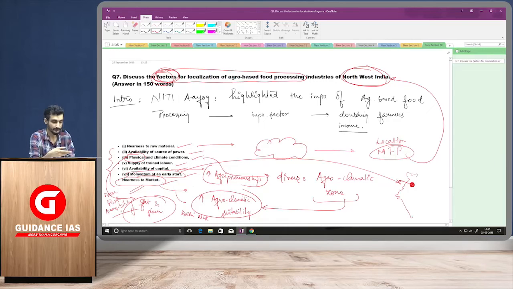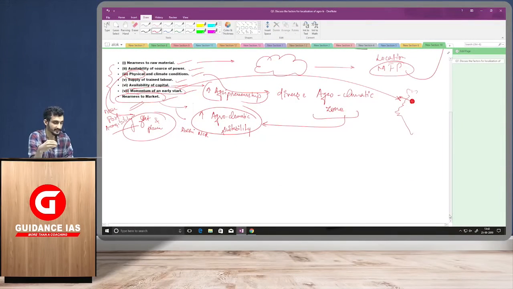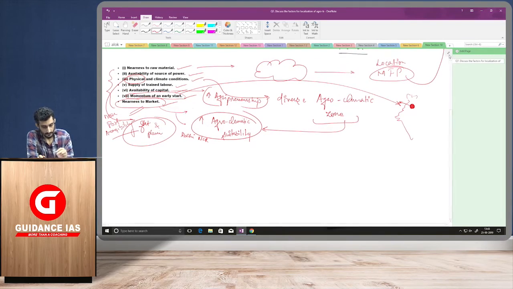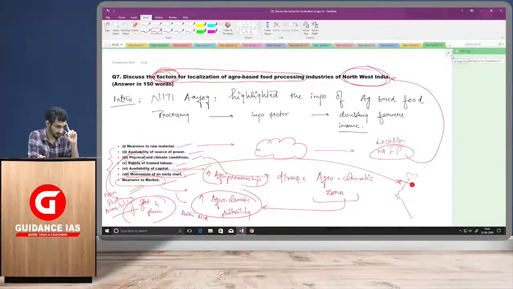So this is how you need to start your answer. And again, you can write that it is very much in favor of the farmers that development of agri-processing industry should be there for achieving the goal of doubling of farmers' income. So this is how we can complete this question, which is also a 10 marker. So moving ahead with the next question we have.